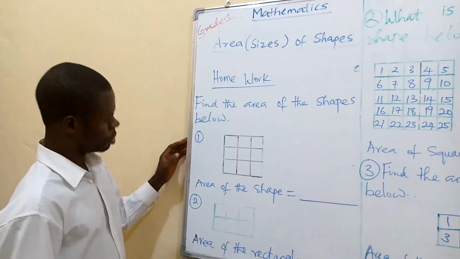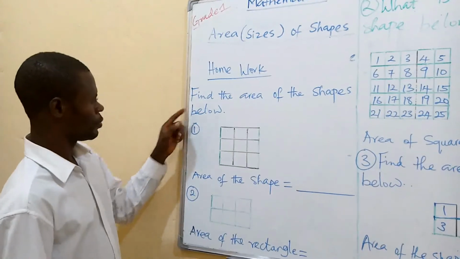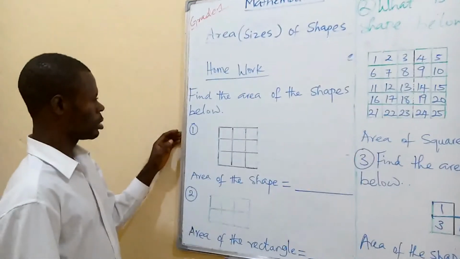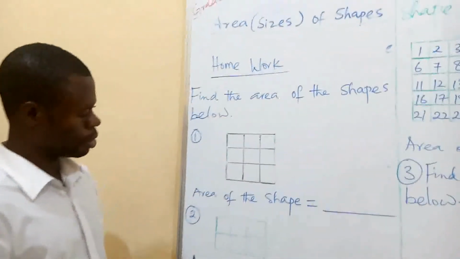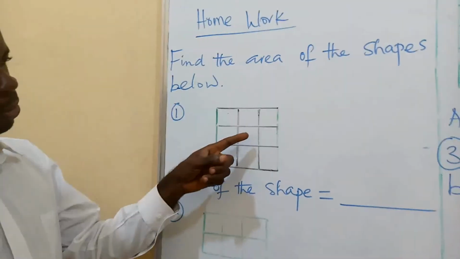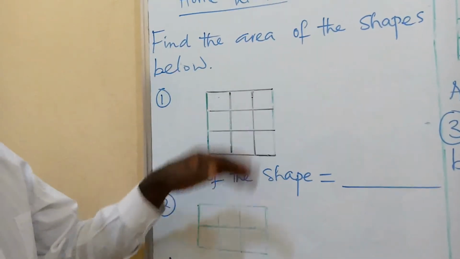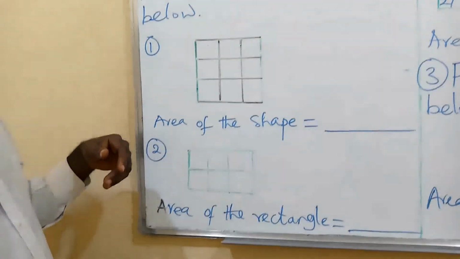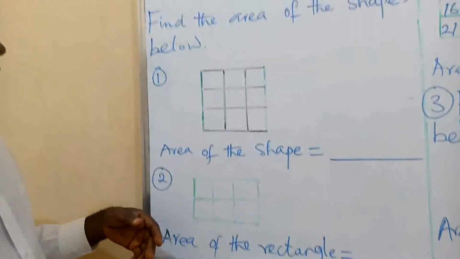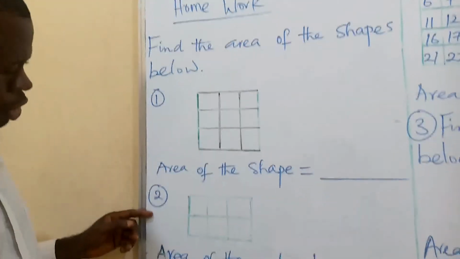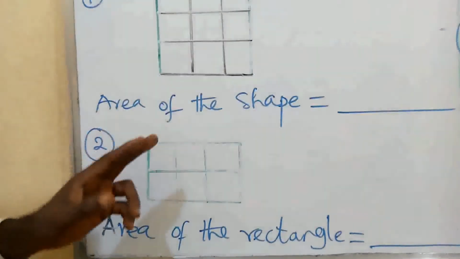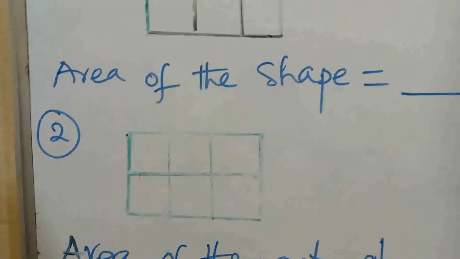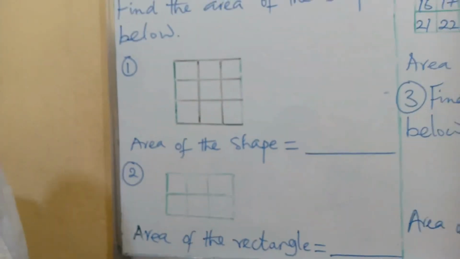The question is, find the area of the shapes below. Number 1, you find the area of this shape by counting the number of squares, just like we did in the examples. And then number 2, you also find the area of this shape by counting the squares there and then writing your answer in square units.